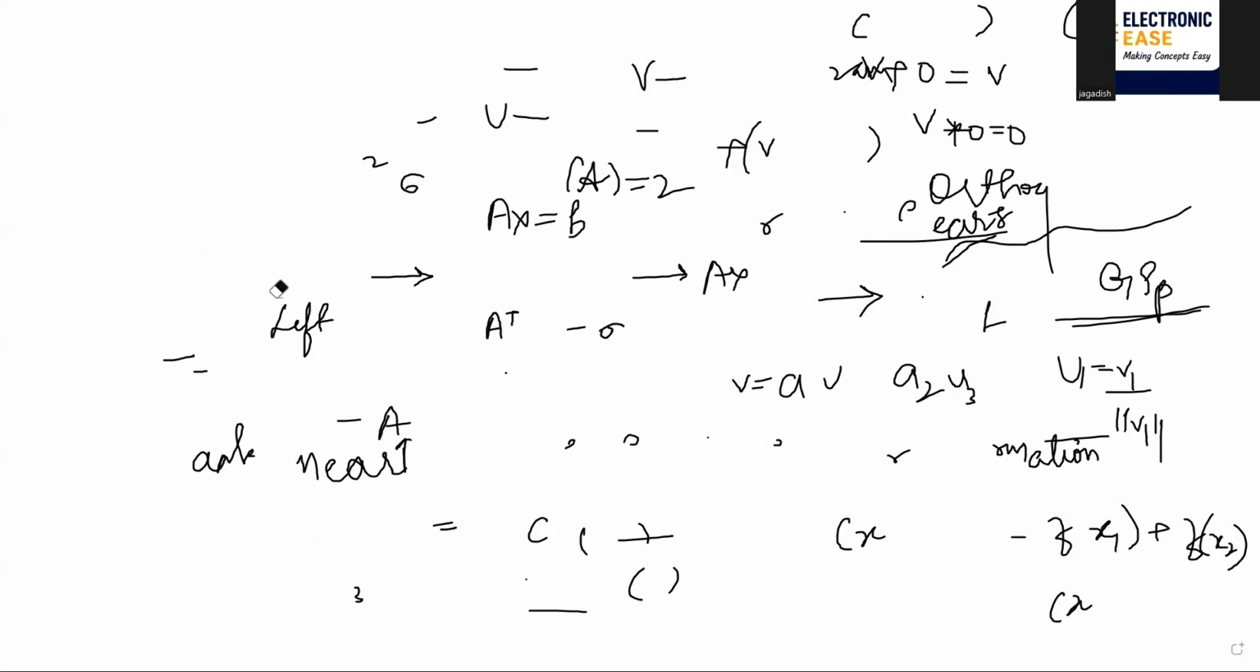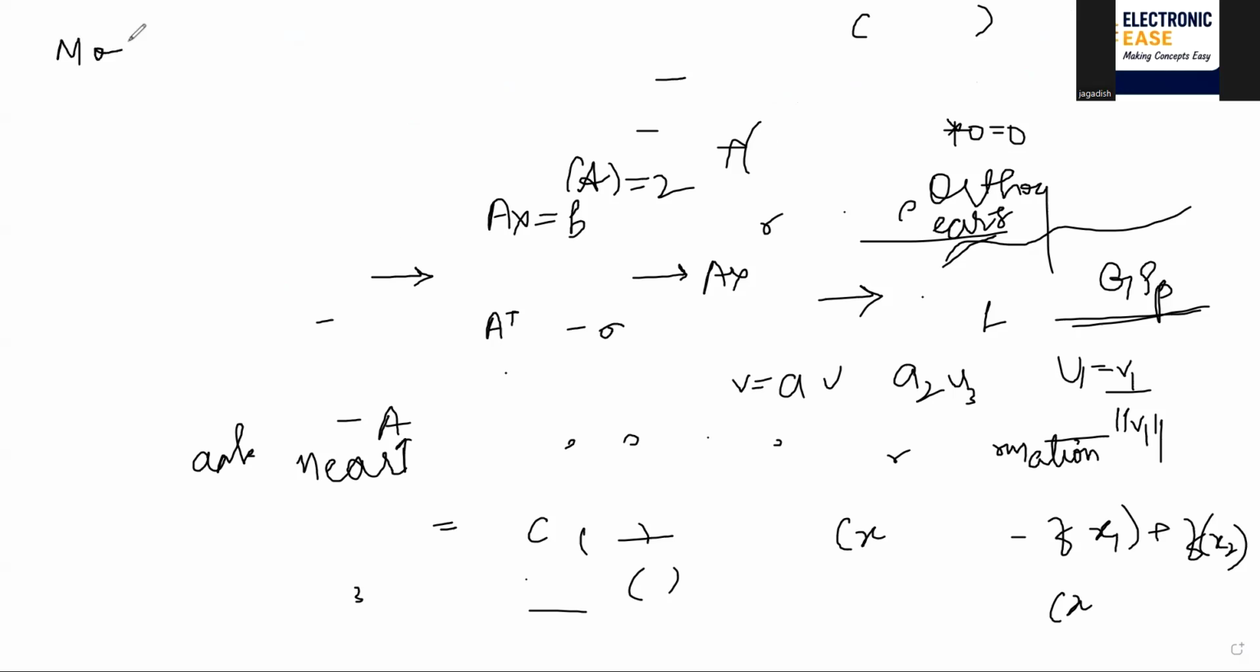Coming to module 2. Module 2 is very easy, with very few topics. In module 2, first you should learn the concept of eigenvalues and eigenvectors of a 2 cross 2 and a 3 cross 3 matrix.